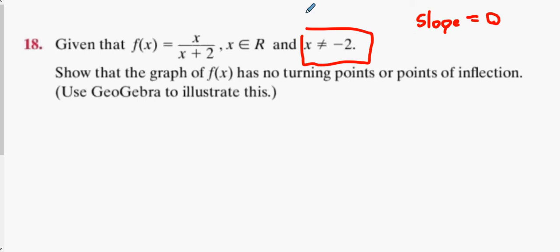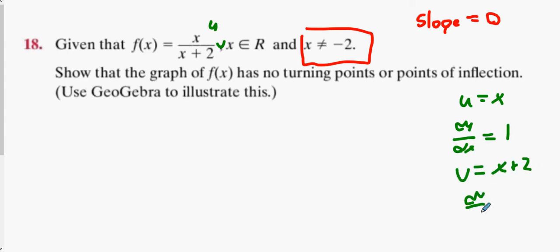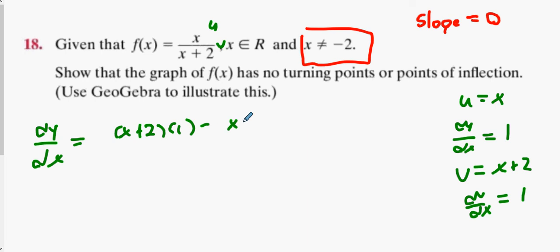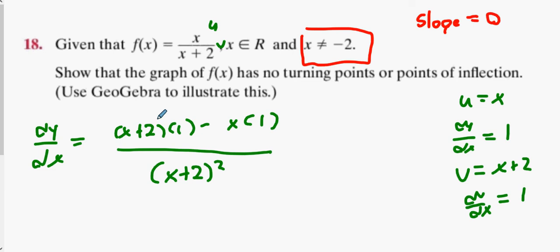So let's find out. What type of rule should I use for this? Quotient. Right, u is x, du/dx is 1, v is x plus 2, dv/dx is 1. Quotient rule: v times du/dx minus u times dv/dx, all over v squared. Okay? What happens to the top? What's x plus 2 take away x? 2.